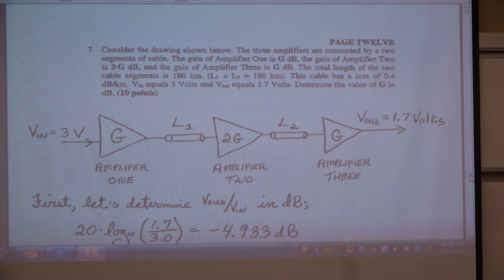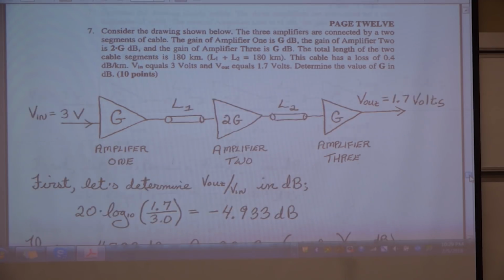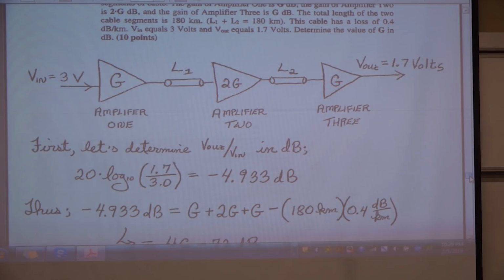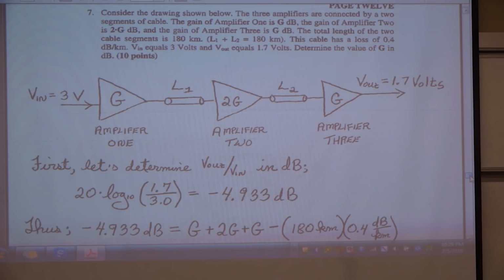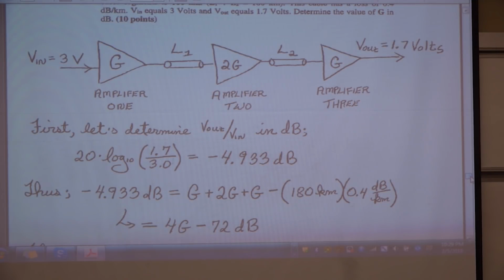V1 equals 3 volts. V out is 1.7. Determine G. I thought this was fun. All right? Now, what can help us out here is that everything is in dB. We're asked to find G in dB, the cable loss is in dB. So the first thing I do, now I want you to stop me here. I think this is an easy question, but I need you to help me out.